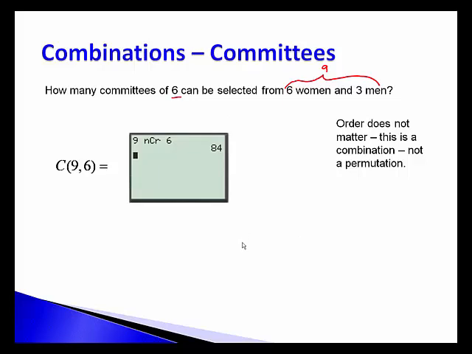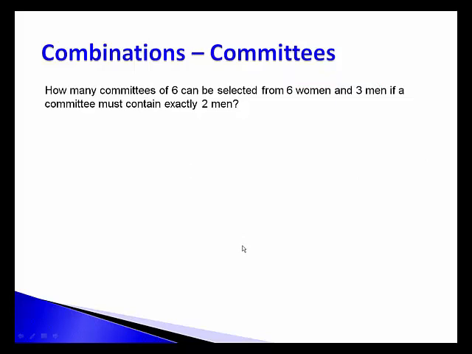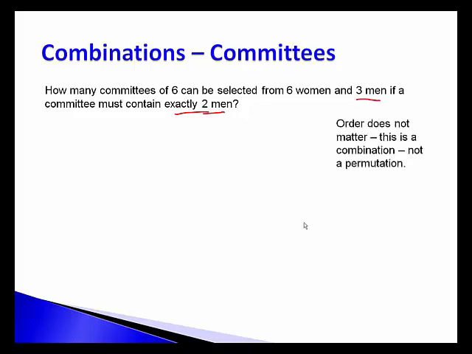Now I'm going to change this problem just a little bit, and it is going to matter now about the women and the men. This time the question is, how many committees of 6 can be selected from 6 women and 3 men if a committee must contain exactly 2 men? And this is crucial now. You'll have to do this one in a couple of pieces. First of all, you'll need to select 2 men out of 3 men. Order still doesn't matter, so it's still a combination, and the first piece will be a combination of 3 men taken 2 at a time. That will give us 3.